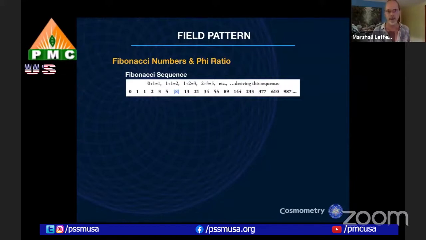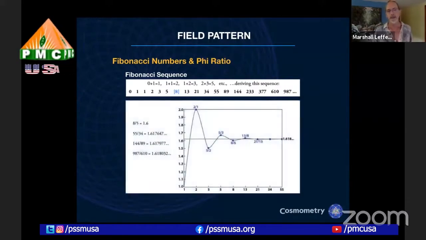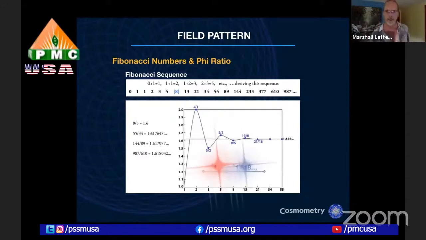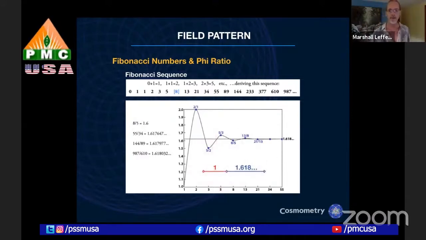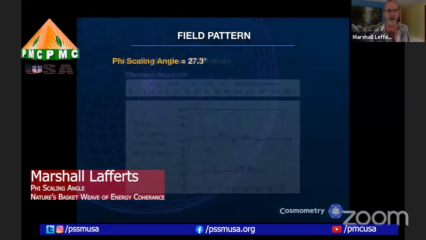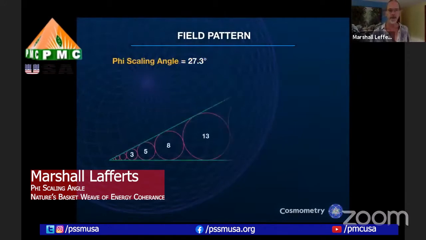And now, these are related to the phi ratio because when each pair of numbers is divided, the farther out the sequence you go, the closer the result gets to the mathematical phi ratio. So nature is actually using the quantized Fibonacci numbers to approximate the phi ratio. The phi ratio, of course, is a ratio of 1 to 1.618. And that's what nature, through the quantization and the harmonics of the phi Fibonacci numbers, is actually coordinating space and time with this ratio. And this brings us to the phi scaling angle, which is 27.3 degrees.